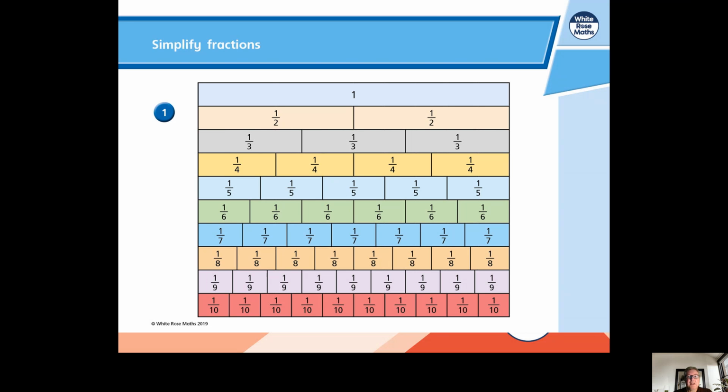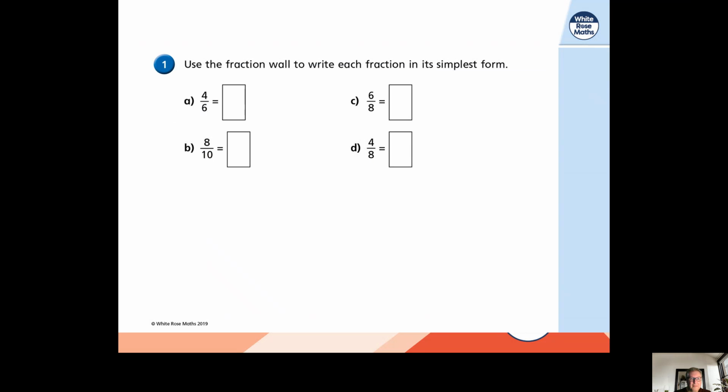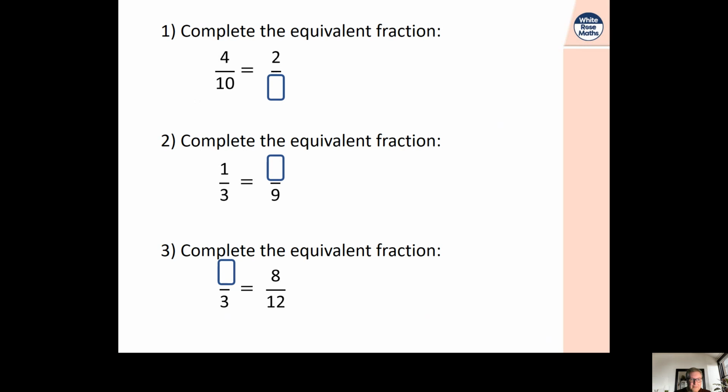First thing to note is this is a fraction wall. A fraction wall is really important in order to try and visually see what one fraction might correspond to when looking at an alternative fraction. And what you want to be able to do is simplify them. So you're going to find this really useful as we go through, and you may want to make a copy if you're able. Here's the review section.